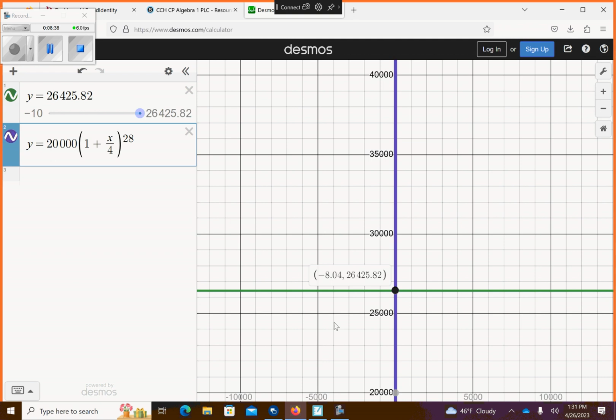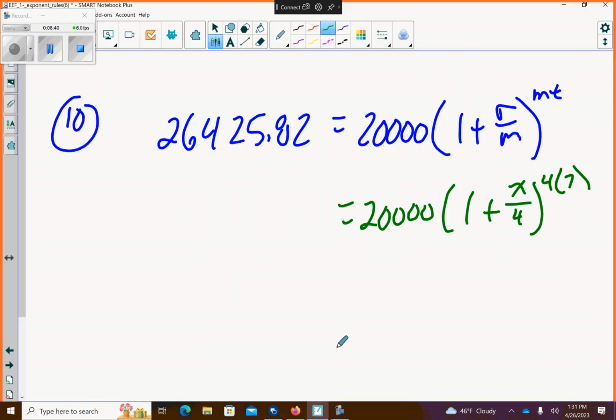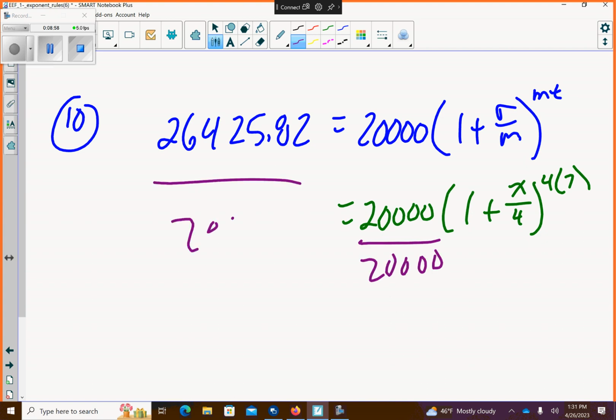I think I goofed up on my equation. Let's make this a little bit easier. I've got to use the calculator. I think the numbers just got too big for Desmos, so I'm going to divide each side by 20,000. So 26425. I think the numbers got too big, and Desmos is kind of getting silly on me.